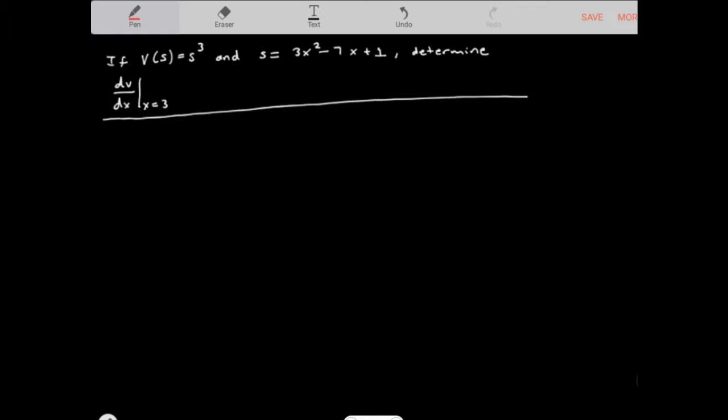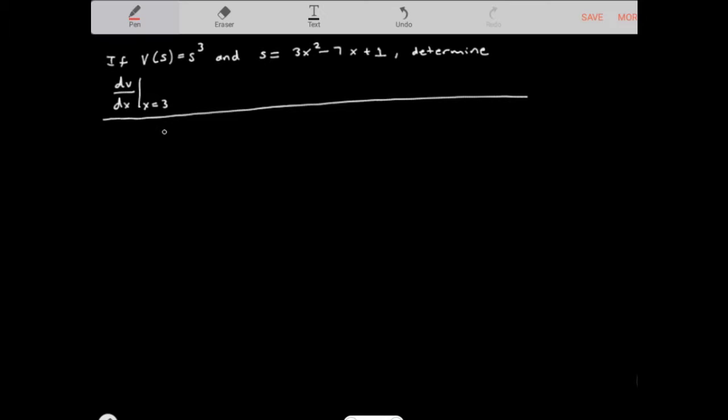Alright, here we're going to take a look at another question that has an application of the chain rule. So if v of s is equal to s cubed and s is equal to 3x squared minus 7x plus 1, determine dv with respect to dx, the derivative of v with respect to x when x is equal to 3.